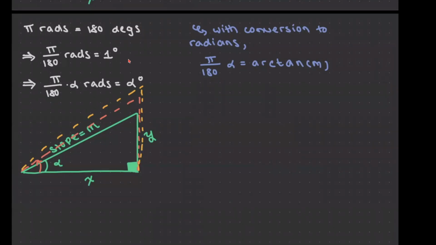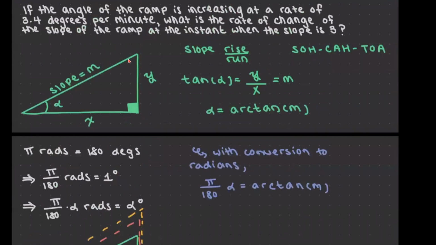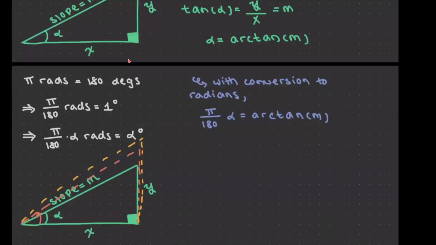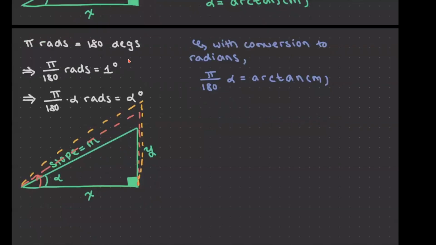But what you can see happening is, notice the slope is changing as alpha is increasing, right? So it's saying we want to find the rate of change of the slope of the ramp at the instant when the slope is 3. So we want the rate of change. How quickly is the slope changing? And we're going to do it at the instant when the slope is exactly equal to 3.